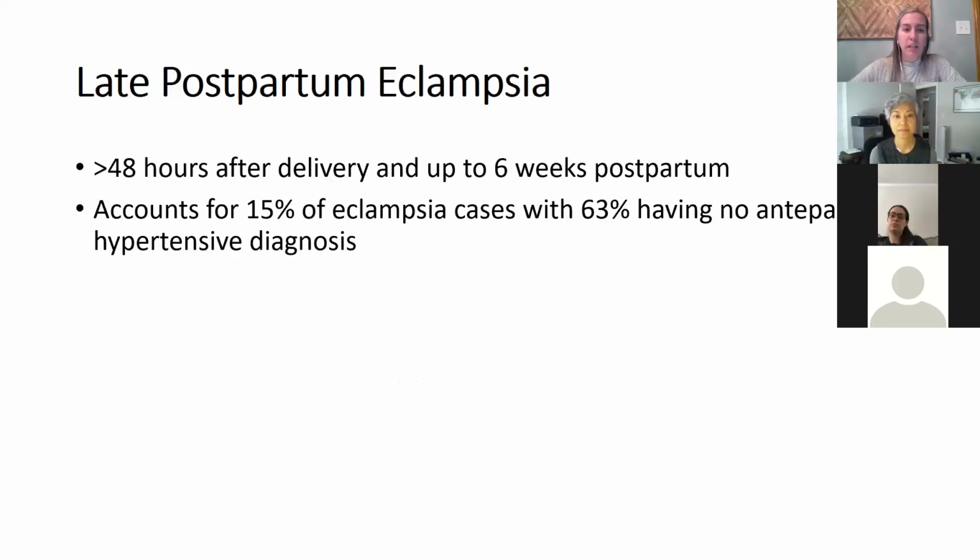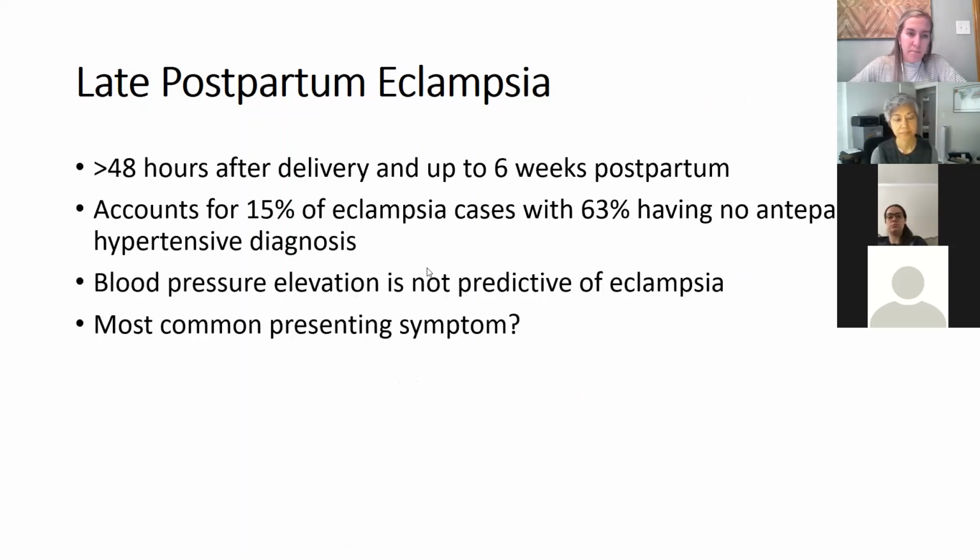So late postpartum eclampsia can happen greater than 48 hours after delivery. And like I said, up to 6 weeks, they can develop this. And it accounts for about 15% of eclampsia cases, with 63% of them, like I said, having no antepartum hypertensive diagnosis. That's a lot of people, right? Not knowing that they had this, and now they're having this horrible eclamptic episode later. So hence the education to everybody.